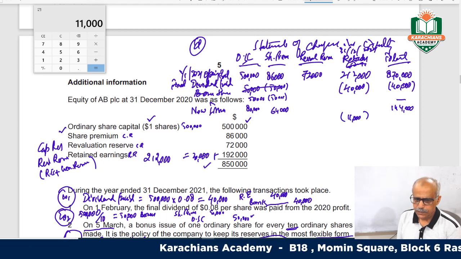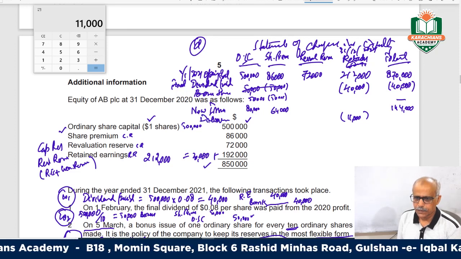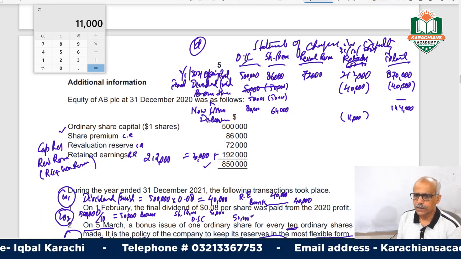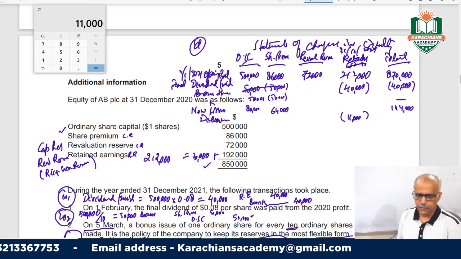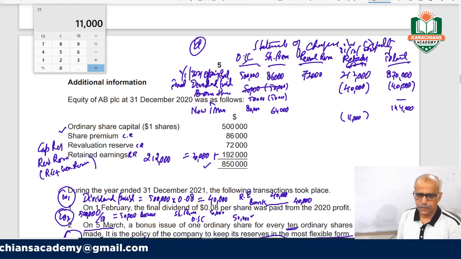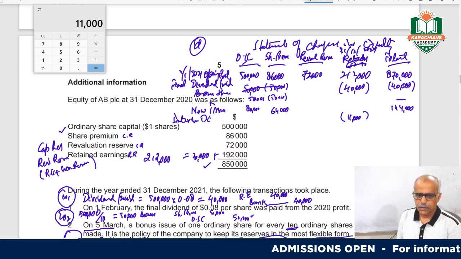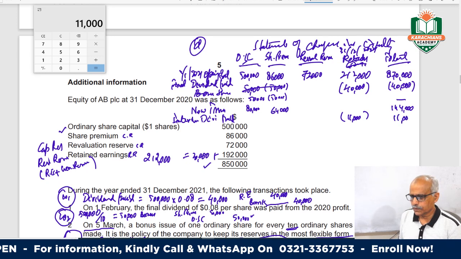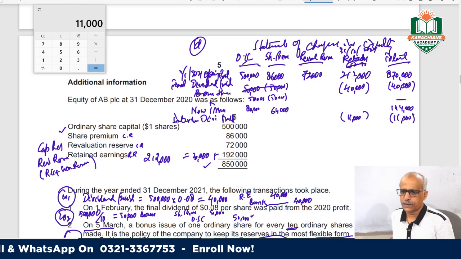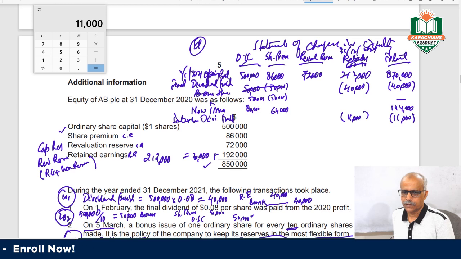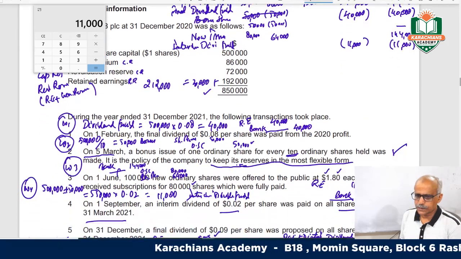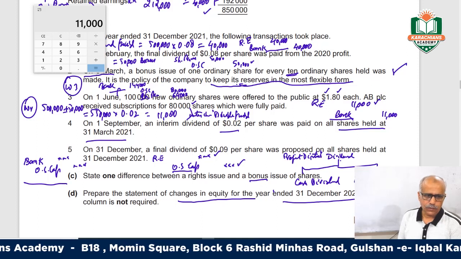Okay, we are running short of time. Interim dividend paid. How much? It was 11,000. So your total equity will get reduced, right? Okay, fine. Now, what else is there? We have done with this 4.